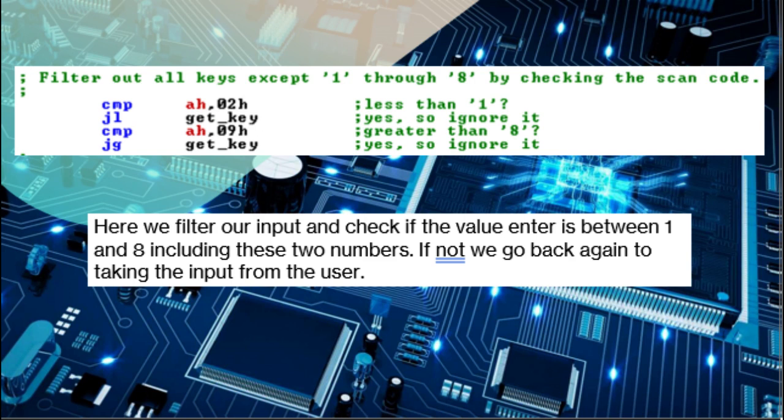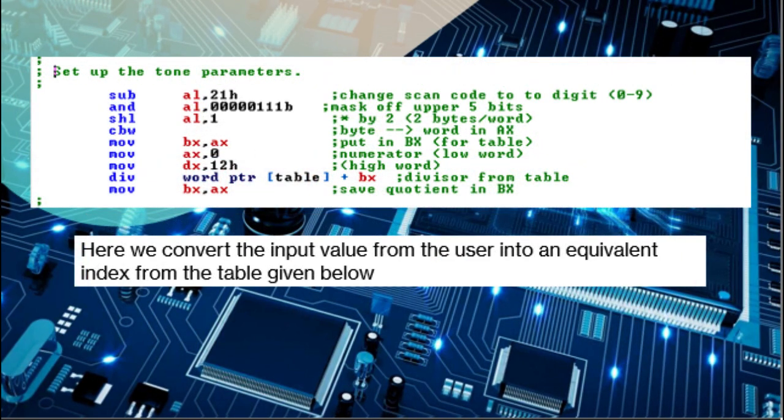After taking input from the user, we check whether the user has entered any number from 1 to 8. If the user has not entered any number from 1 to 8, we will again go to the getKey function and take the input from the user again.